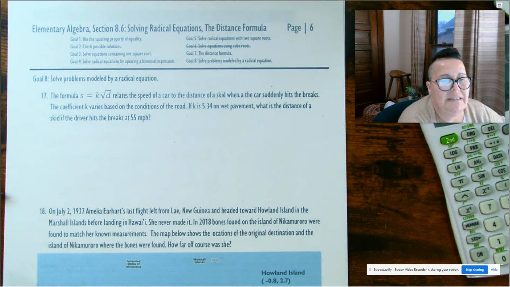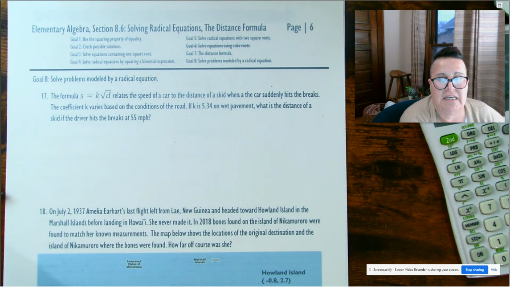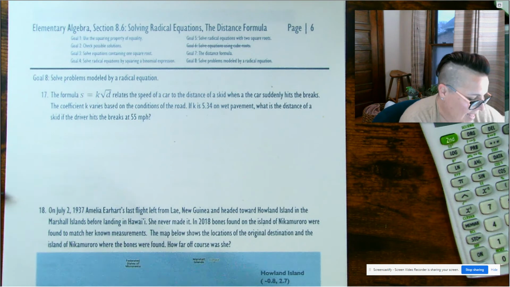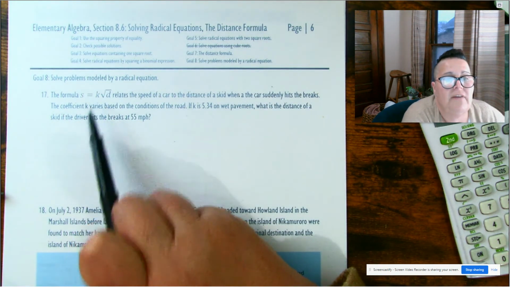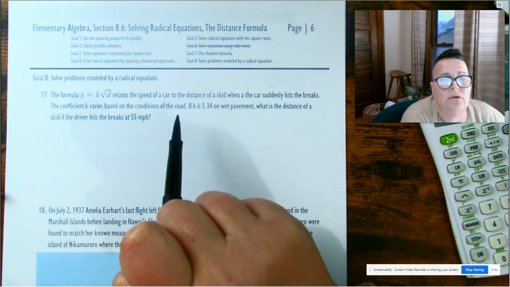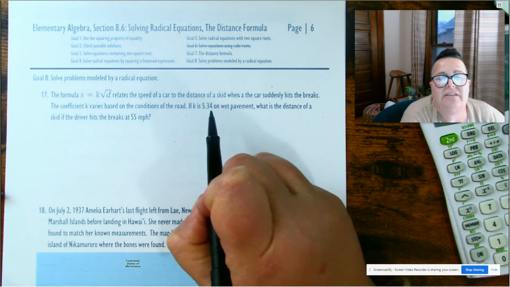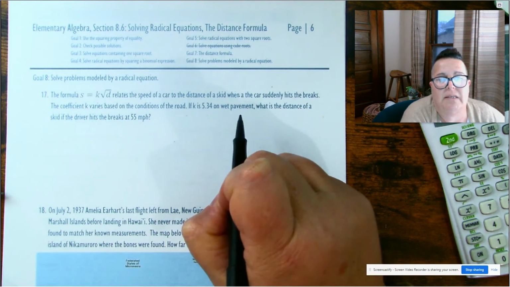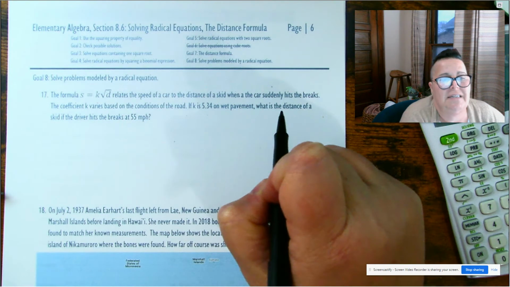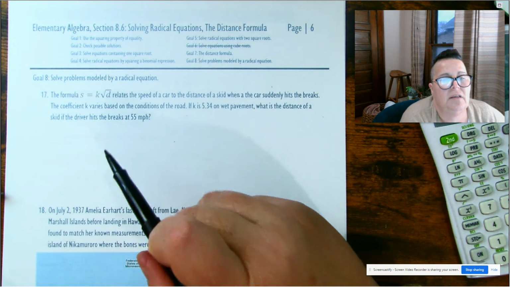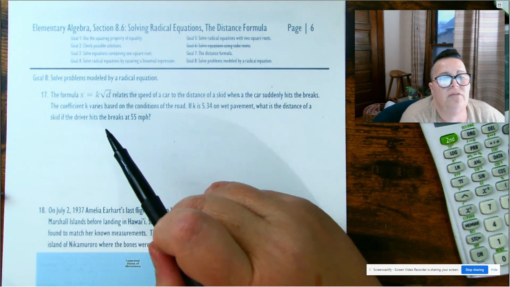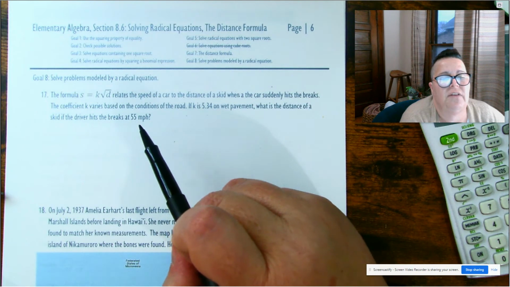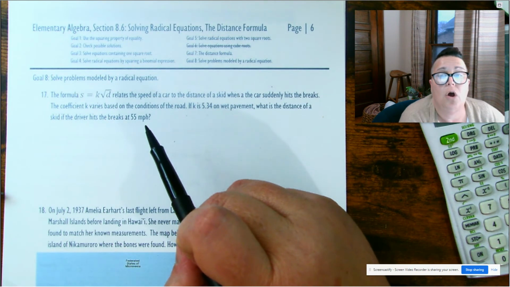The formula S is equal to K square root of D relates the speed of a car to the distance of a skid when a car suddenly hits the brakes. The coefficient K varies based on the conditions of the road. So if K is 5.34 on wet pavement, what is the distance of a skid if the driver hits the brakes at 55 miles per hour?